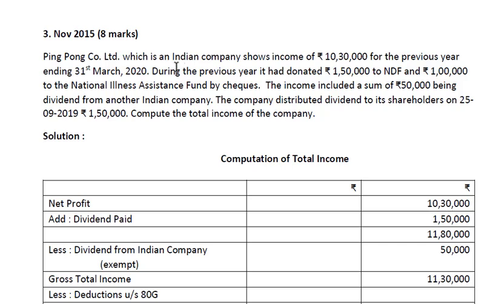Ping Pong Limited, which is an Indian company, shows income of 10,30,000 for the previous year ending March 31st, 2020. During the previous year, it had donated 1,50,000 to NDF, National Defence Fund, and 1 lakh to the National Illness Assistance Fund by cheque. The income included a sum of rupees 50,000 being dividend from another Indian company. The company distributed dividend to its shareholders on 25th September 2019, rupees 1,50,000. Compute the total income of the company.